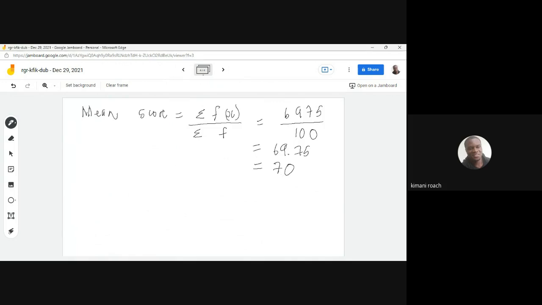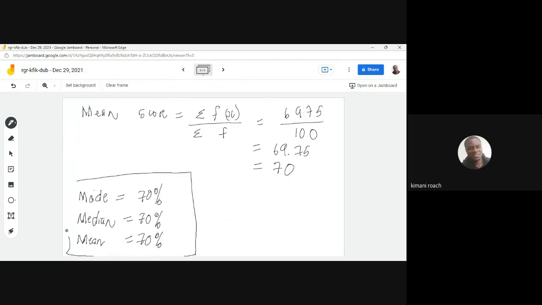Right? Now, this is what I want you to notice. Let us look at, and I'm going to just write it here, the modal score being 70%, the median score being 70%, and the mean score also being 70%. Notice all my measures of central tendency here are the same.